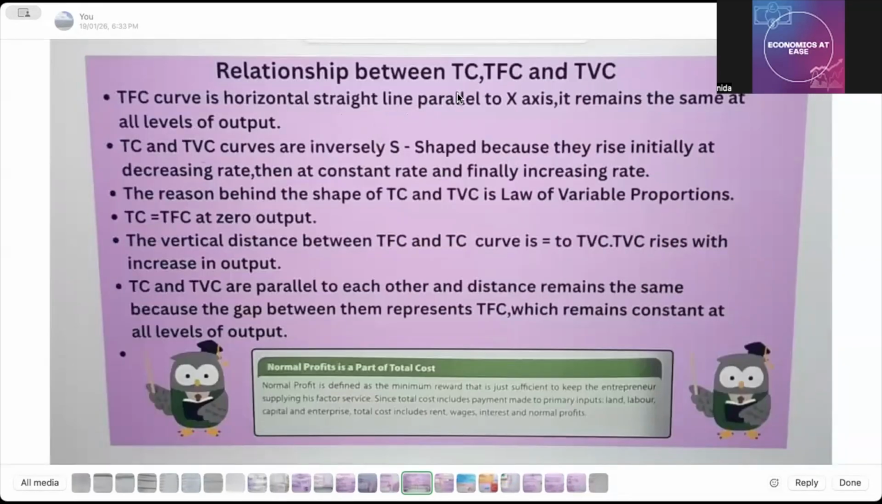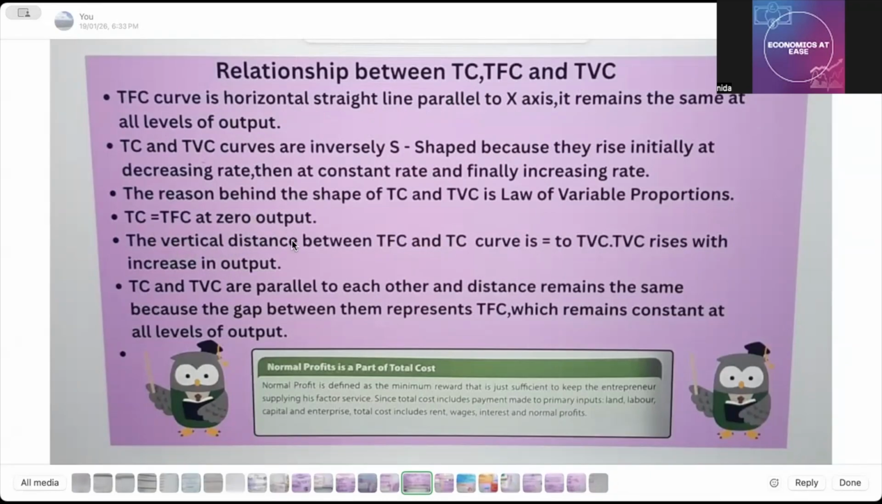Then the relationship between TC, TFC and TVC. First you are going to tell what is TC. Then you can also write the formula, and you can also explain here that the TFC curve is a horizontal straight line parallel to the x-axis, whereas TC and TVC are inversely S-shaped because of the law of variable proportion. Then TC equals TFC at zero output.